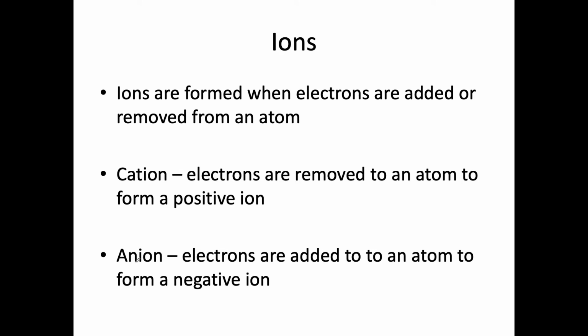So let's talk about ions. We'll do more theoretical stuff with ions later on in Chapter 4, but in this case we're looking at how ions are formed, and then basically when you add electrons or remove an electron. A cation is formed when electrons are removed from an atom, and they are positive because we've got more protons than electrons. And an anion, we've got more electrons than protons.